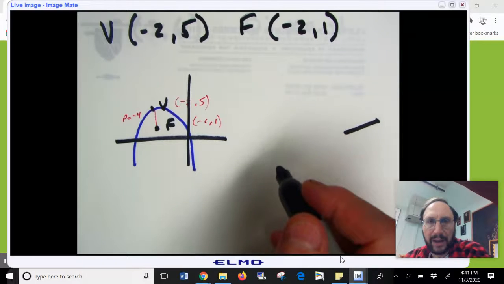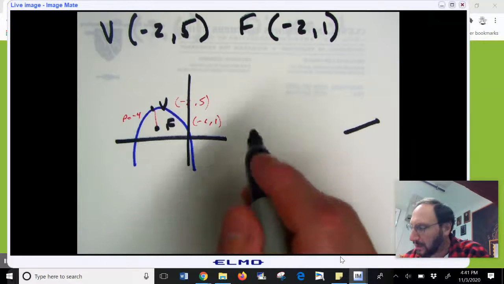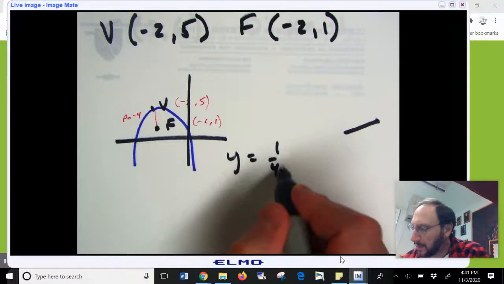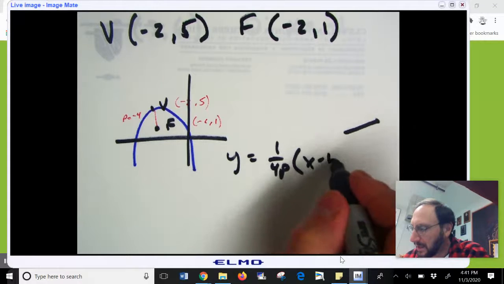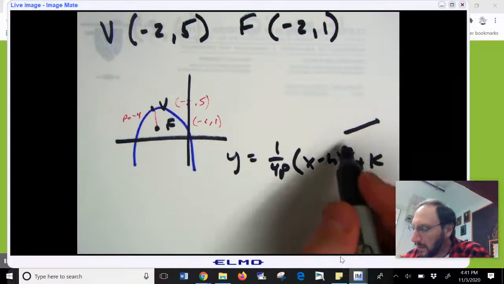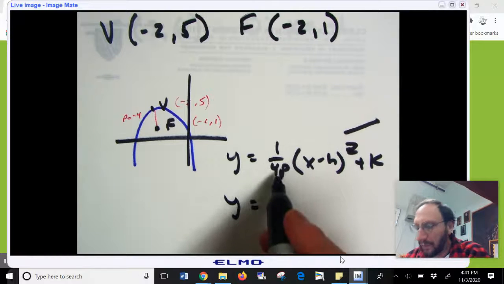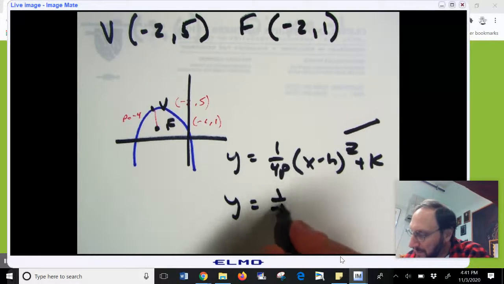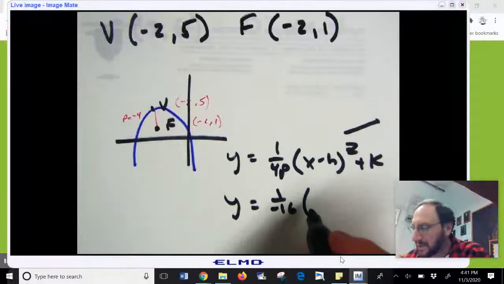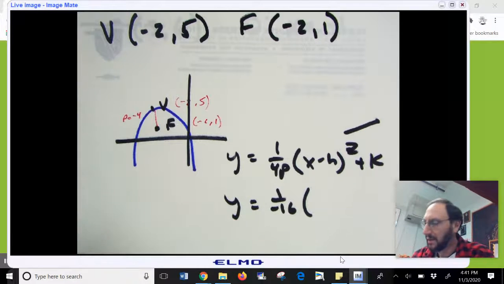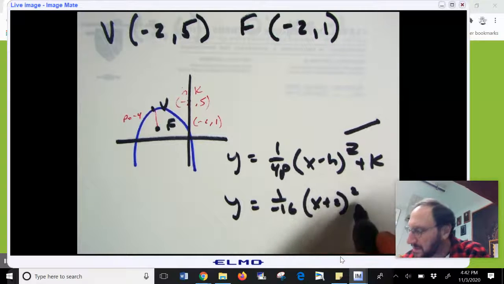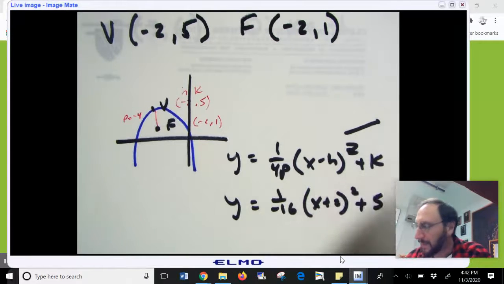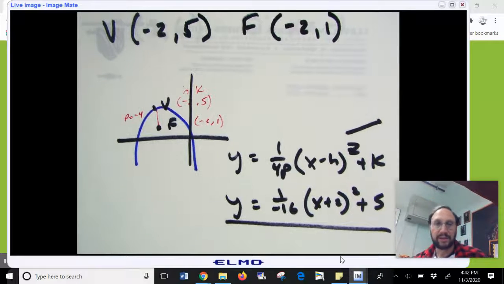That tells me all I need to know to figure out the equation of the parabola. The parabola starts with y equals, because it's going up or down, and it's going to be in this form. y is equal to 1 over 4p. Instead of a, we use 1 over 4p, and then we say (x minus h) quantity squared, plus k. Well, in this case, 1 over 4 times negative 4 makes 1 over negative 16. Instead of x minus h, I'm going to do x minus the h value. The h value is negative 2, so I'm going to do (x plus 2) quantity squared, plus k. The k value is 5. And that's our equation. So that's the first one.